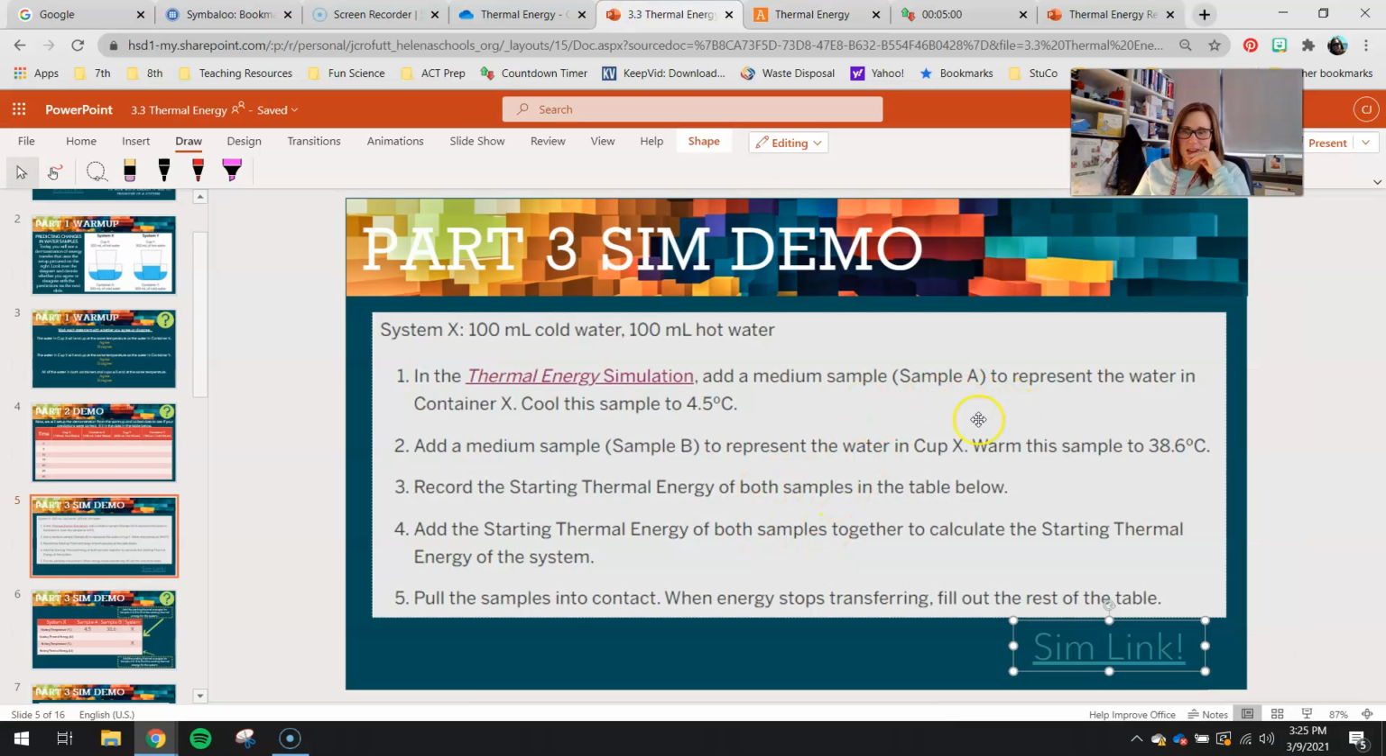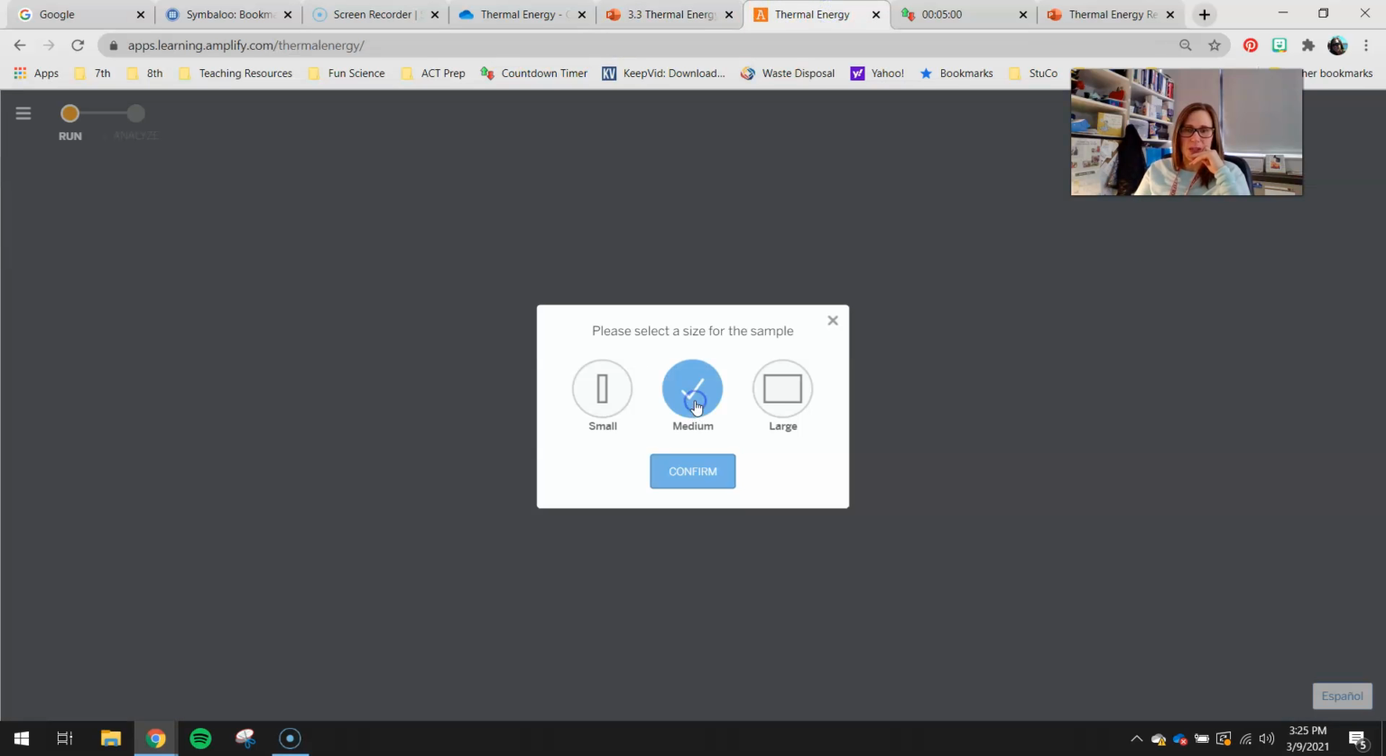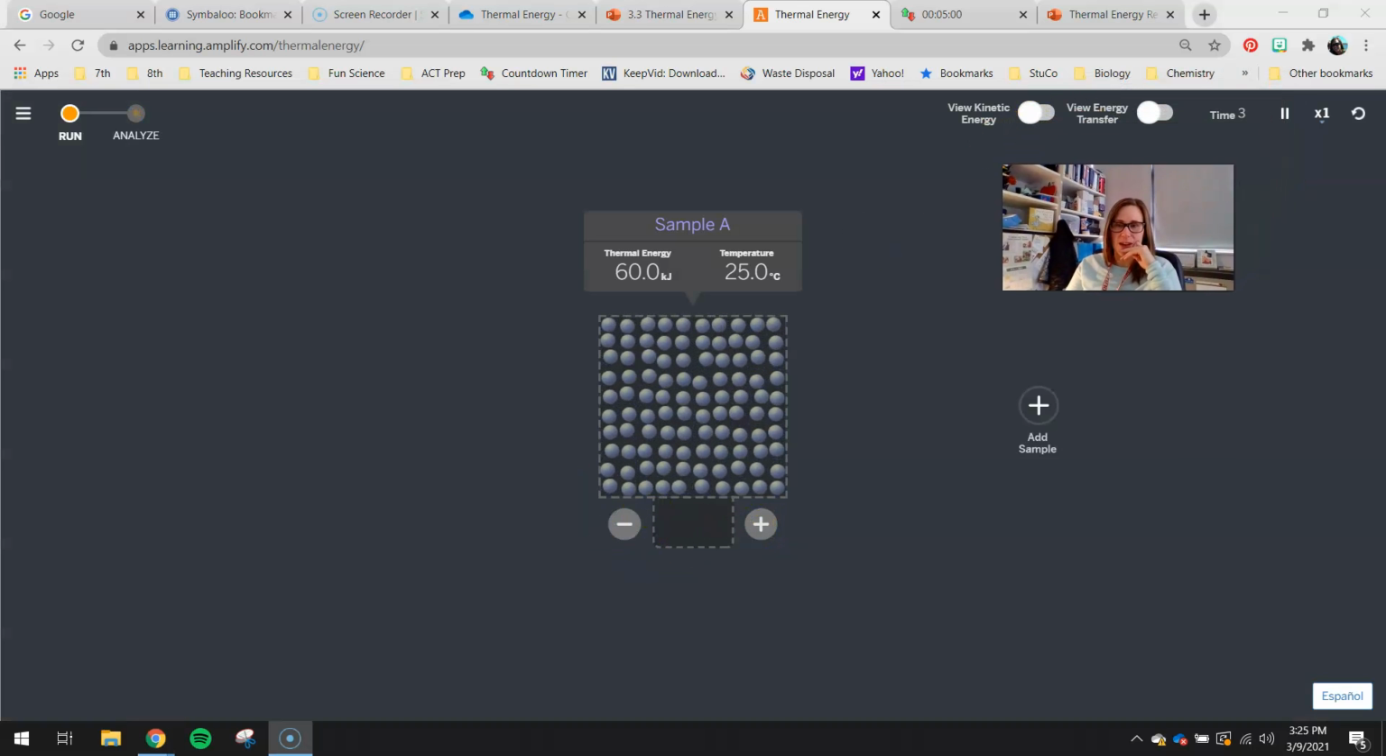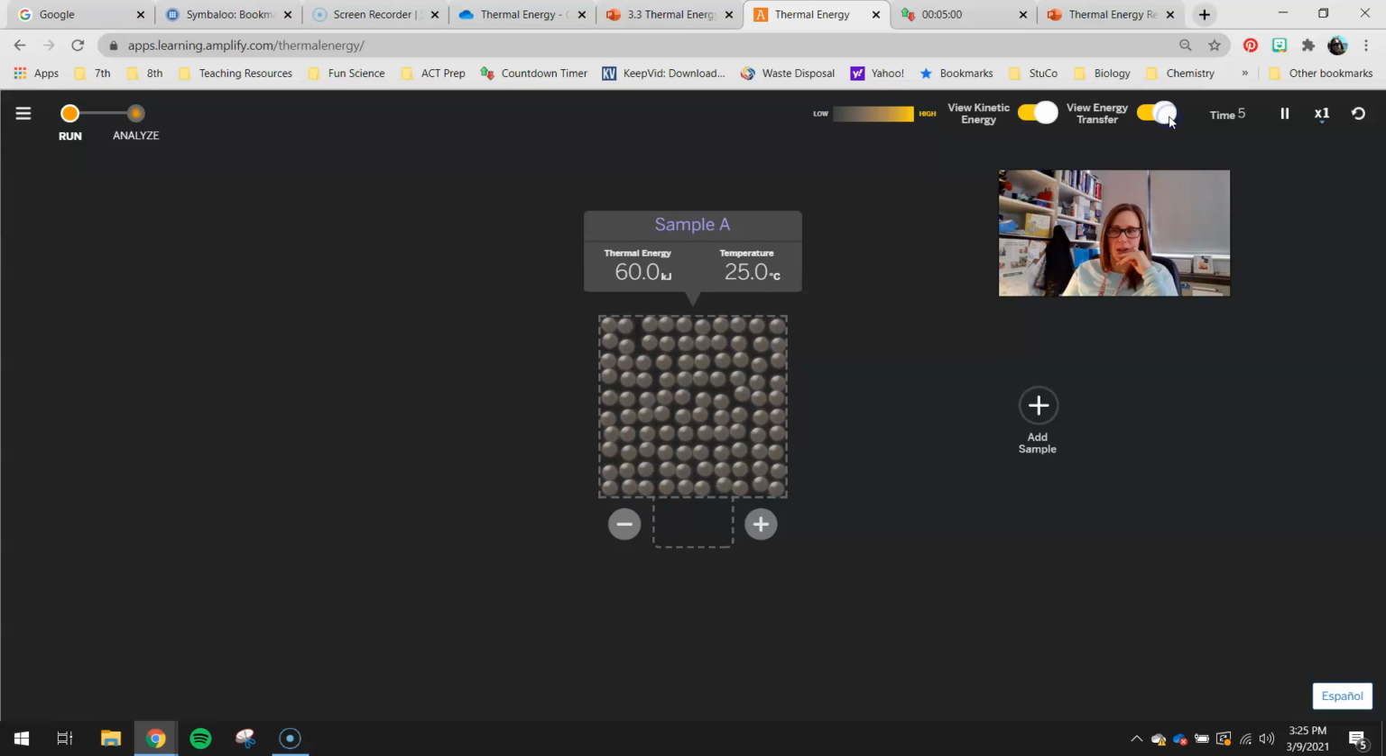So add a medium sample. This is going to be sample A, to represent the water in container X. That's our cold water in the container, and we're going to cool that down to 4.5 degrees Celsius. Here's my medium sample, and we're cooling it down to 4.5. One thing you want to do is add your toggles here so you can see both the kinetic energy and the energy transfer. So, cooling this down to 4.5.